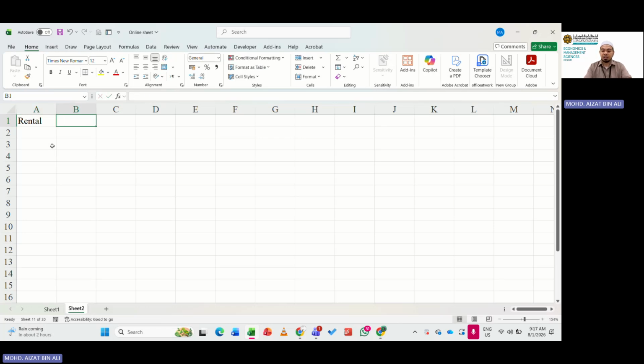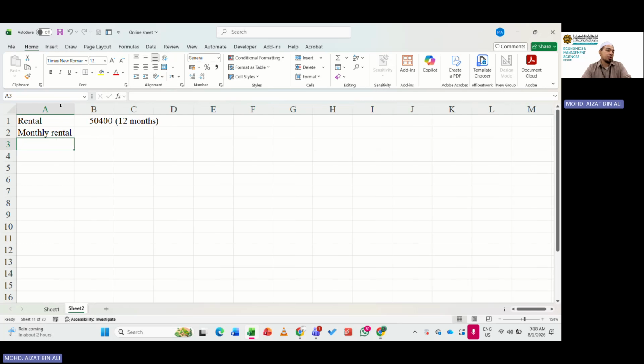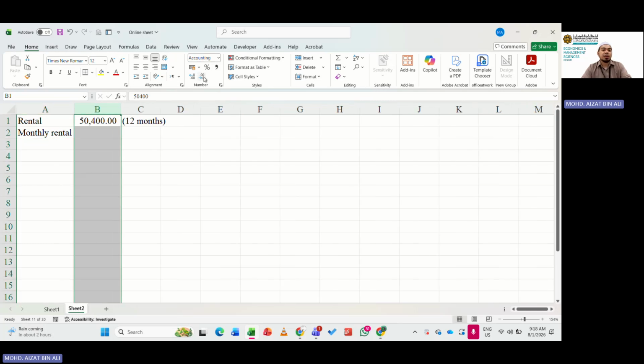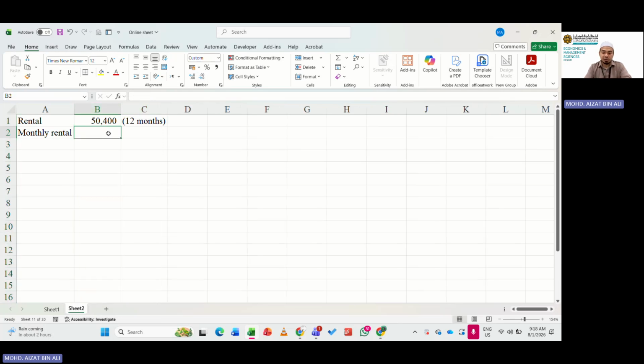Rental. The amount is 50,400 ringgit. This is, by the way, the annual amount, for 12 months. First things first, let's find the monthly rental, because in this chapter, we always manipulate the question by using these periodical differences. So usually it would be expressed in months. So we take this total amount divided by 12 months. So the monthly rental is 4,200 ringgit. Now look at the question. The payment was made on 1st May.